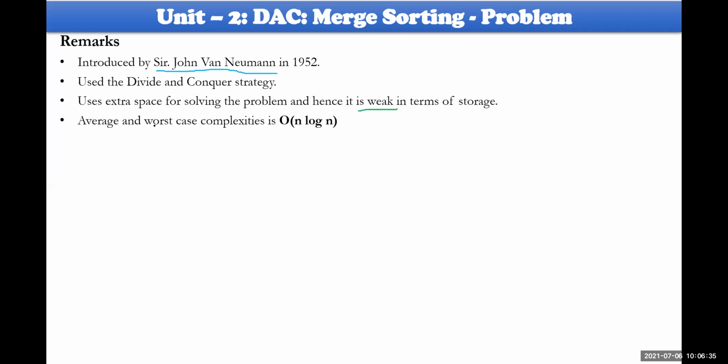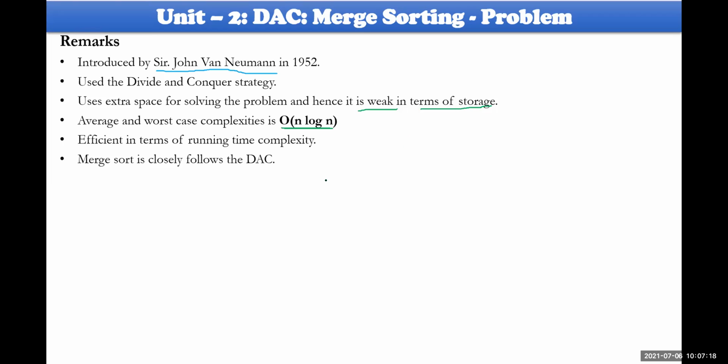But whatever the case of complexity you consider, average, best case, and worst case, for this sorting algorithm it is only n log n. That is the point we have to consider. It is efficient in terms of running time complexity, but very weak in terms of storage usage. That is why people are not using this merge sort algorithm nowadays, because a huge amount of space is required to sort the given list of elements or records or files, whatever the input might be.